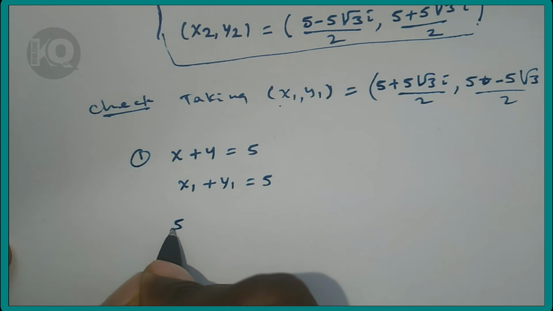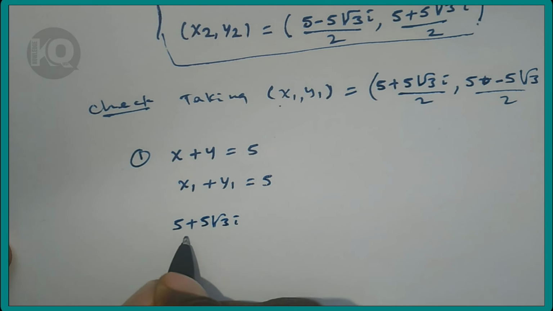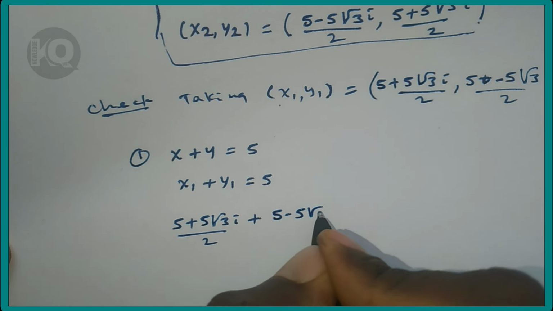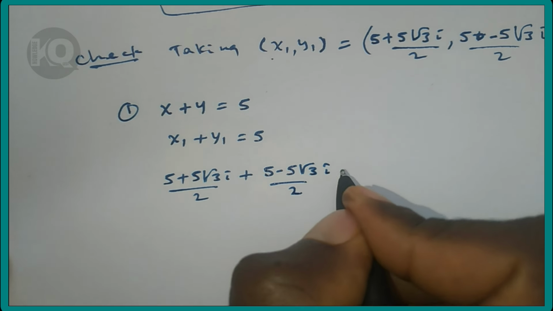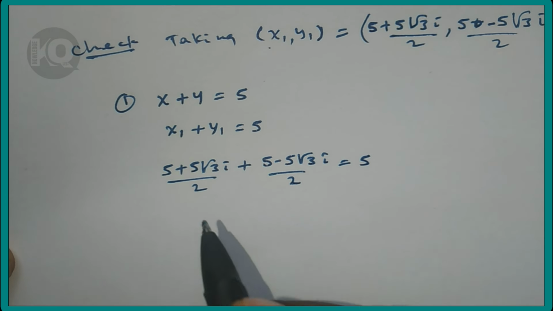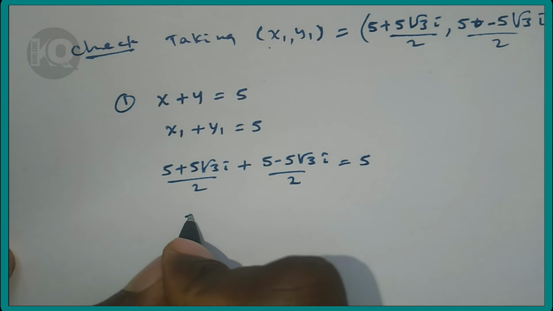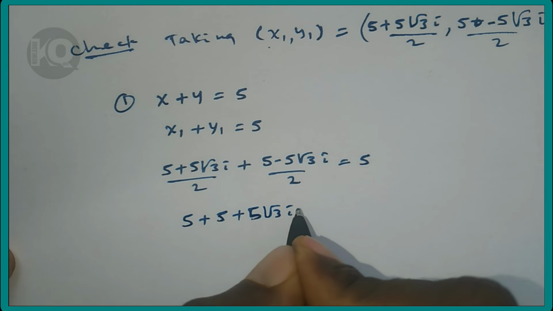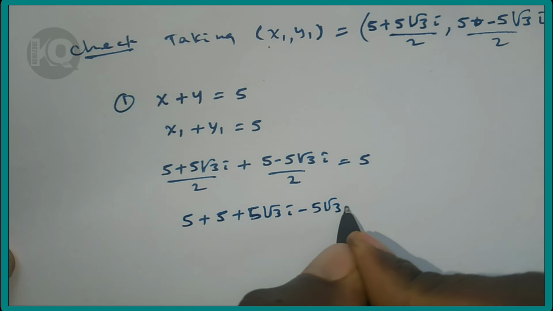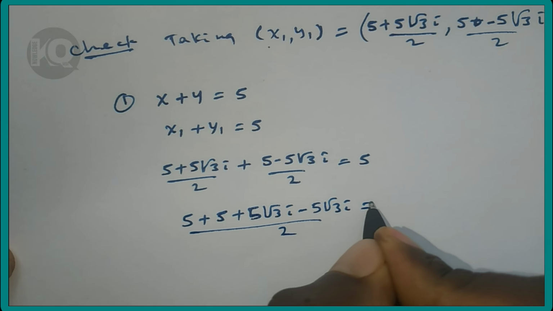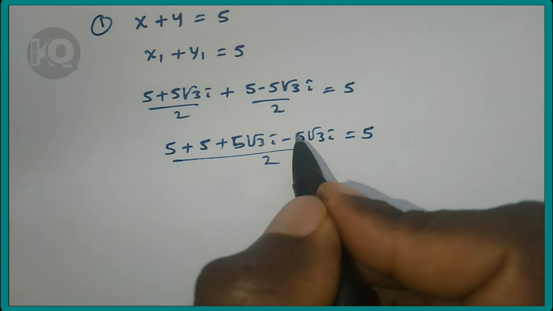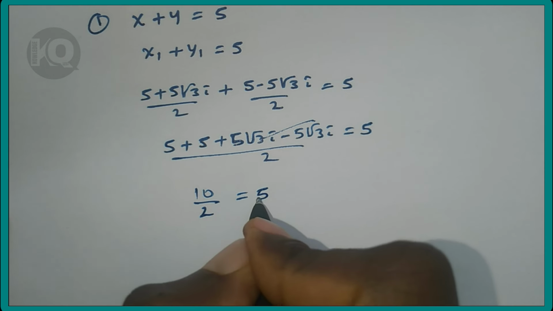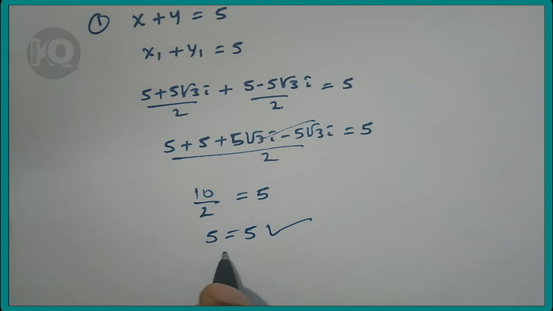So x1 is (5 plus 5 root 3 i) over 2 plus y1, (5 minus 5 root 3 i) over 2, which is equal to 5. Now this will be 5 plus 5 root 3 i minus 5 root 3 i over 2, which is equal to 5. So the i terms will be 0, then 5 plus 5 is 10, so 10 over 2 is equal to 5. So 5 is equal to 5.